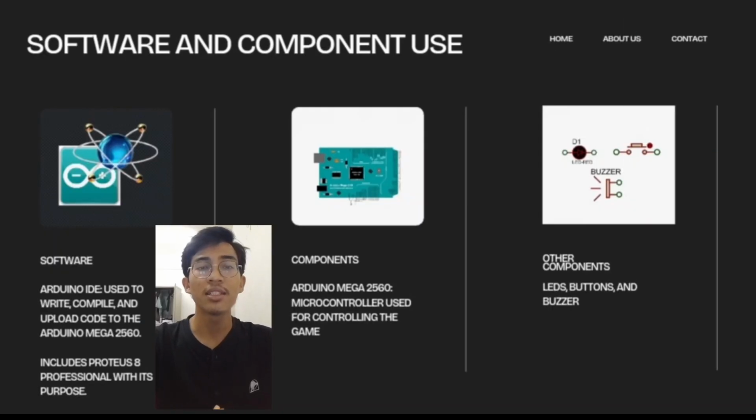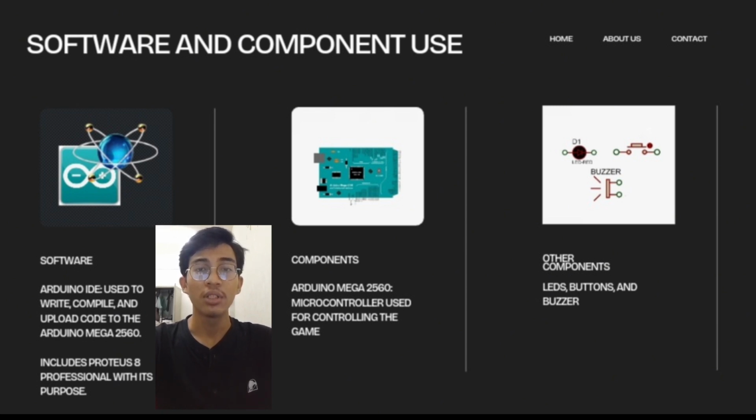It starts by discussing the software and components used in this project. First, we will look at the software and then go through the key components that make up the color memory game. For this project, the primary software we used was the Arduino IDE. The Arduino IDE is essential for writing, compiling, and uploading the code onto the Arduino Mega 2560. We use it to create the logic for the color memory game, manage inputs from the push buttons, control the LED sequences, and trigger the buzzer sounds. Without this IDE, we would not be able to interact with the hardware.